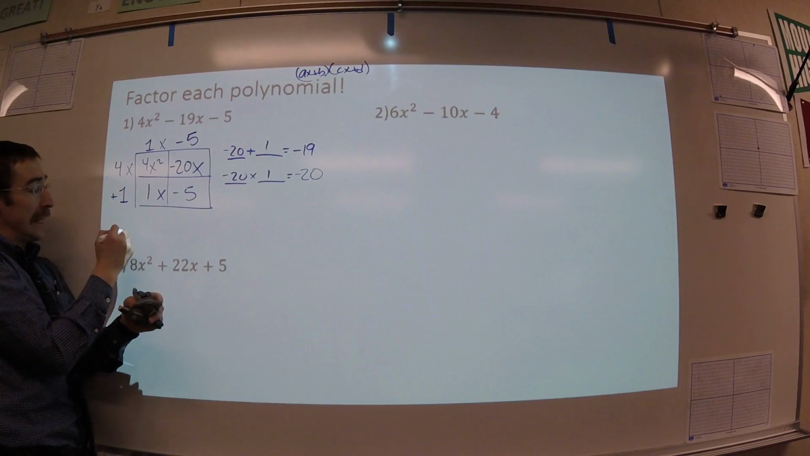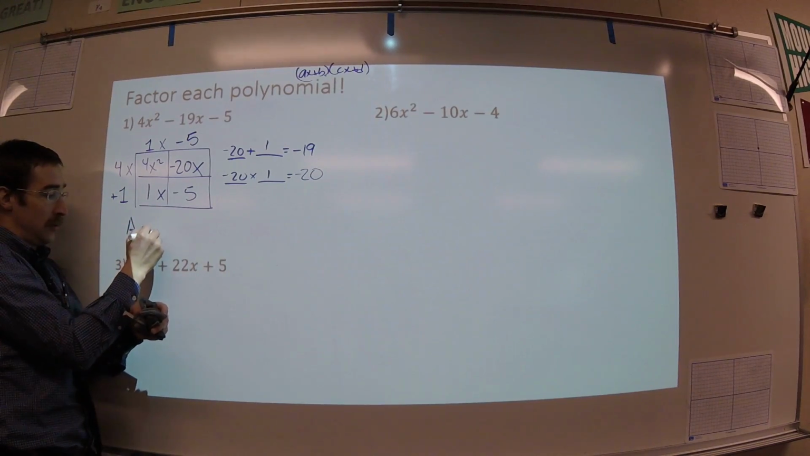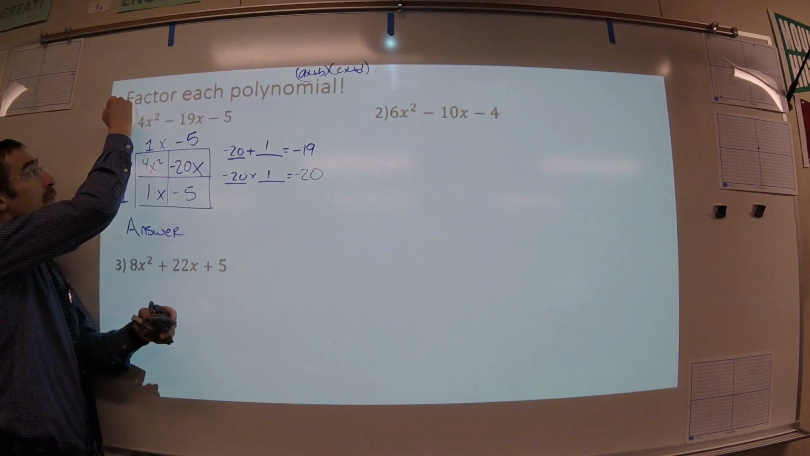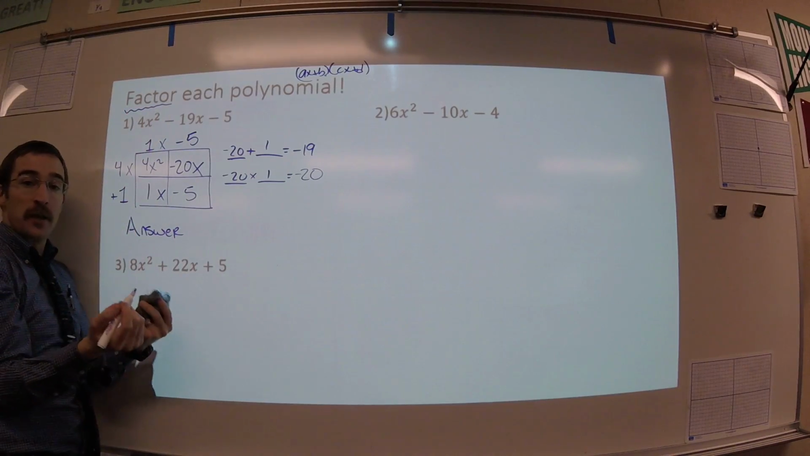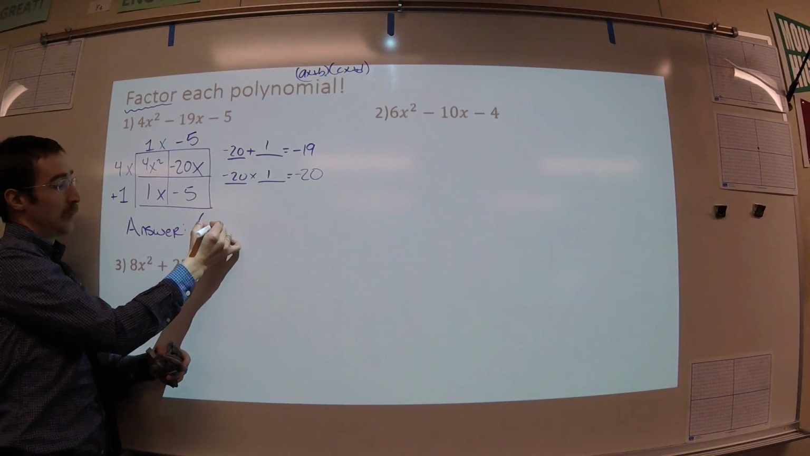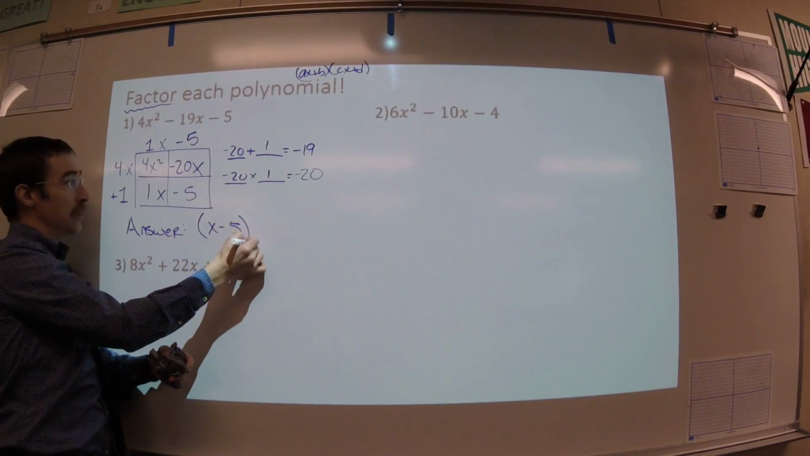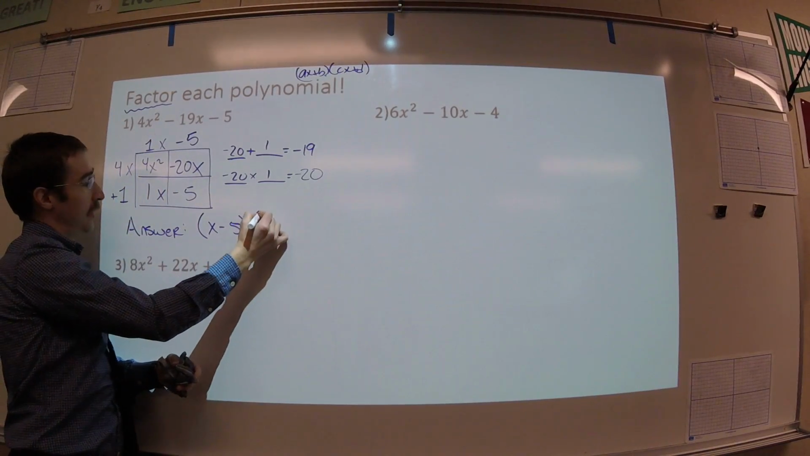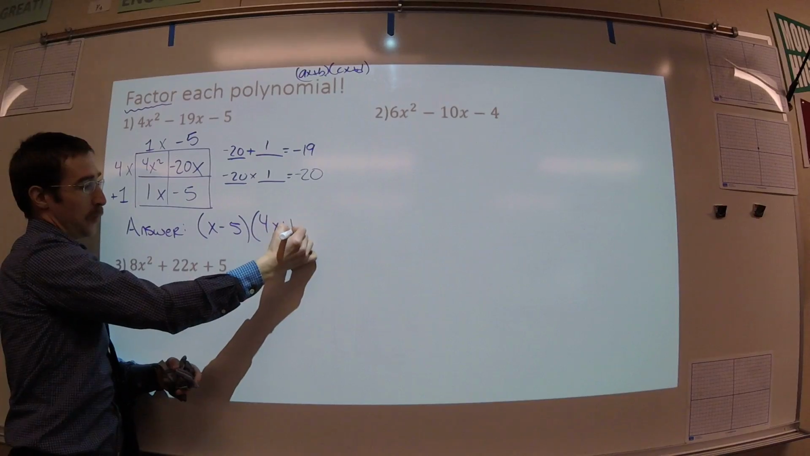So here, the answer, because remember, we are factoring, the answer is going to be the multiplication problem. So it'll be x minus 5, we don't need to write the 1, and then times 4x plus 1.